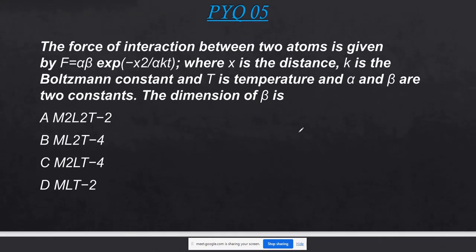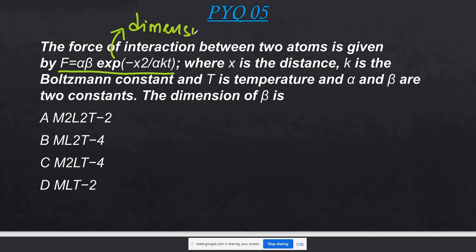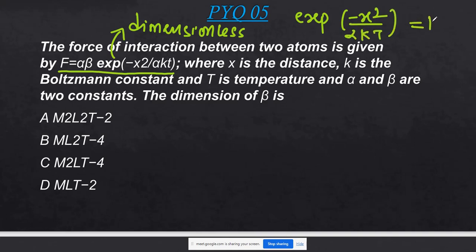Okay, now see this fifth question. The force of interaction between two atoms is given by this formula: F is equal to alpha into beta exponential of minus x square by alpha kT. Immediately you must recollect the principle of homogeneity. Exponential functions are given. What do we do for them? Dimensions. We consider them dimensionless. Dimensionless means the whole value is equal to 1. Exponential of minus x square by alpha kT, the whole value will be equal to 1.